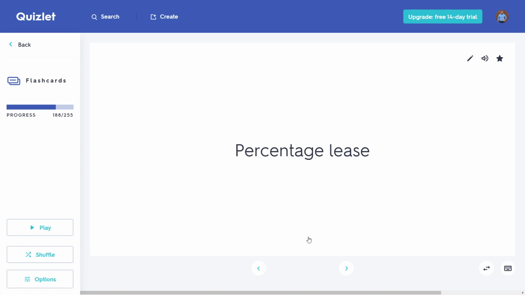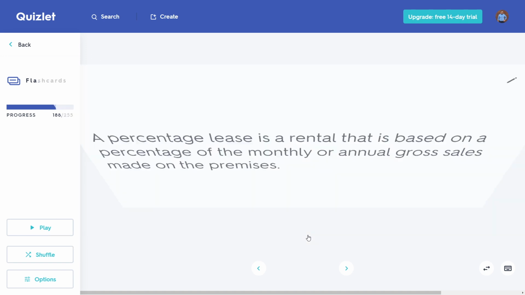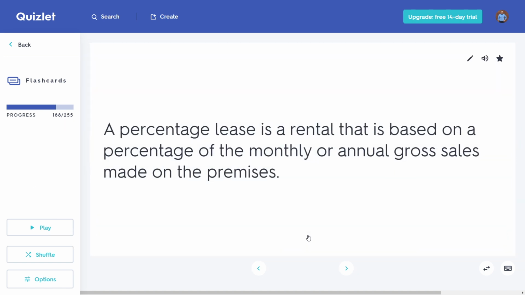What is a percentage lease? Okay, so percentage leases are used in rental properties. And basically, what it is, obviously, it's used in rental properties, but it is a rental that is based on a percentage of the monthly or annual gross sales made on premises.